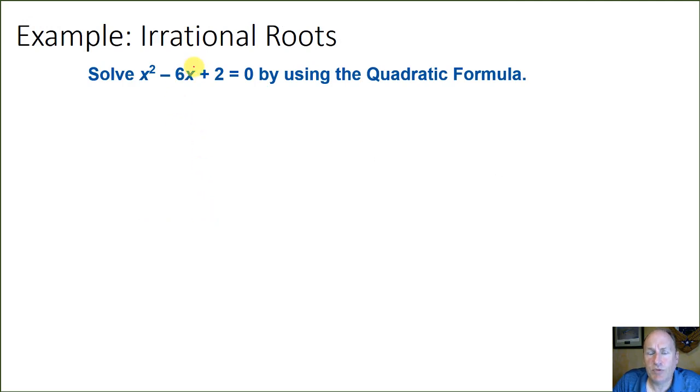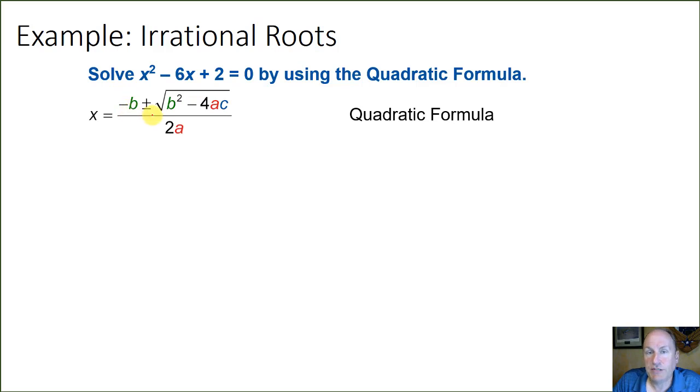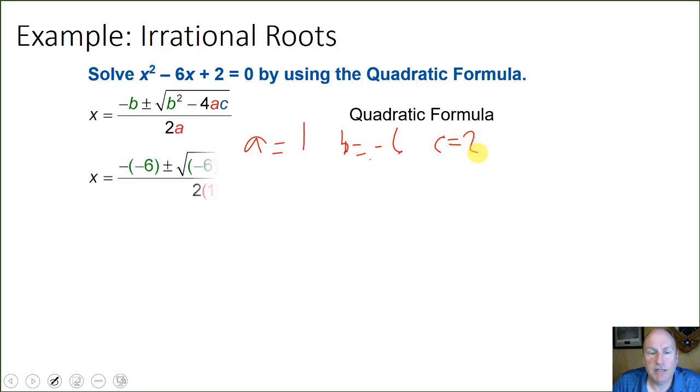Let's do an example that winds up with irrational roots, and we'll see why in a second. So x squared minus 6x plus 2 equals 0 using the quadratic formula. So x equals negative b plus or minus the square root of b squared minus 4ac all over 2a. But we're going to identify the a term. So we know a equals 1 because that's on the x squared. B in this case equals negative 6. And c equals 2. So we're going to use that information, plug that into the quadratic formula, and solve.